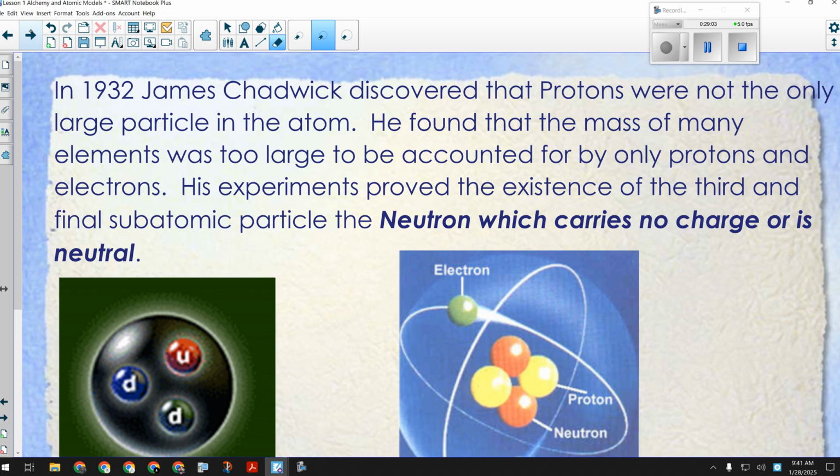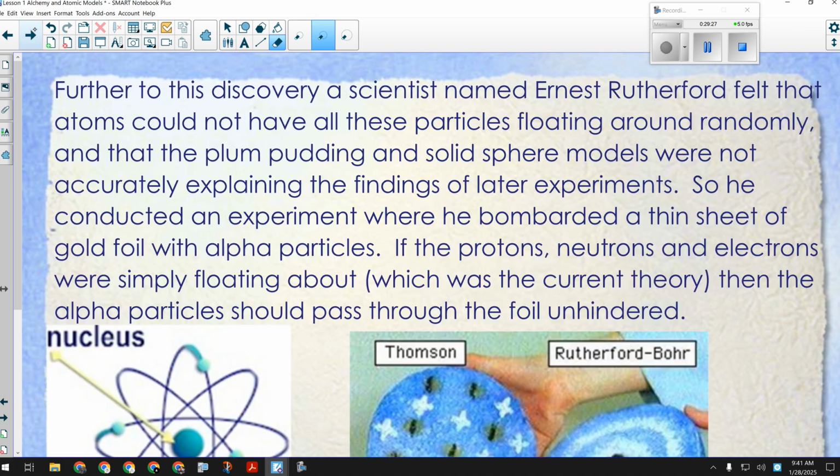But probably the most important scientist and experiment is Rutherford. Rutherford is the person who's credited with discovering or proving the existence of the nucleus and coming up with the nuclear model of the atom, which we generally accept today. So, Ernest Rutherford felt atoms could not have all these particles floating around randomly. Plum pudding and solid sphere models were not accurately explaining experiments.